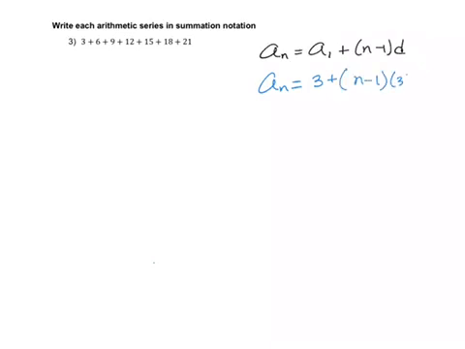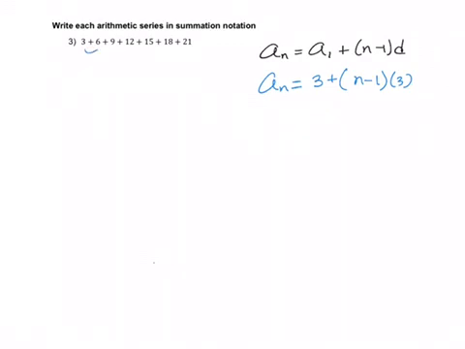So now that I have an arithmetic series, I want to write it in summation notation. My first step is to find my difference so I can find my equation. So I'm going to substitute in the formula a sub n equals a sub 1 plus n minus 1 times d. So a sub n equals the first term, 3, plus n minus 1 times the difference, 3.